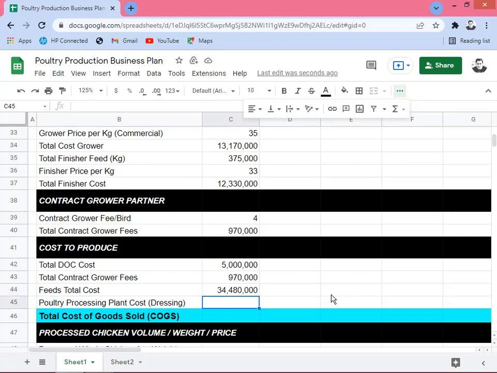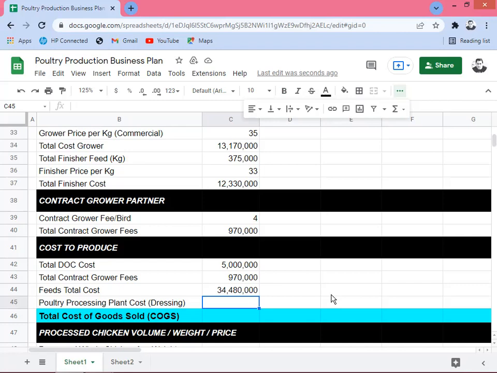All right. Then for the poultry, we don't have actual calculations. We don't have reference in terms of the cost, the dressing plant cost. This is the first time that we're going to do this. Maybe the following years, we do this business again next year and the year after that, then we have basis for our poultry processing cost, or the dressing operation of the broiler chicken.